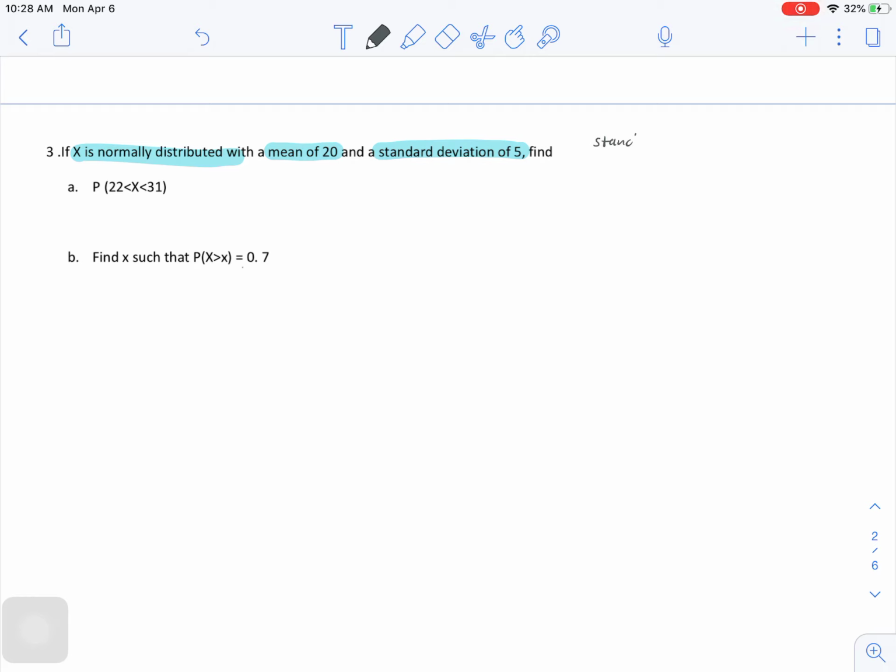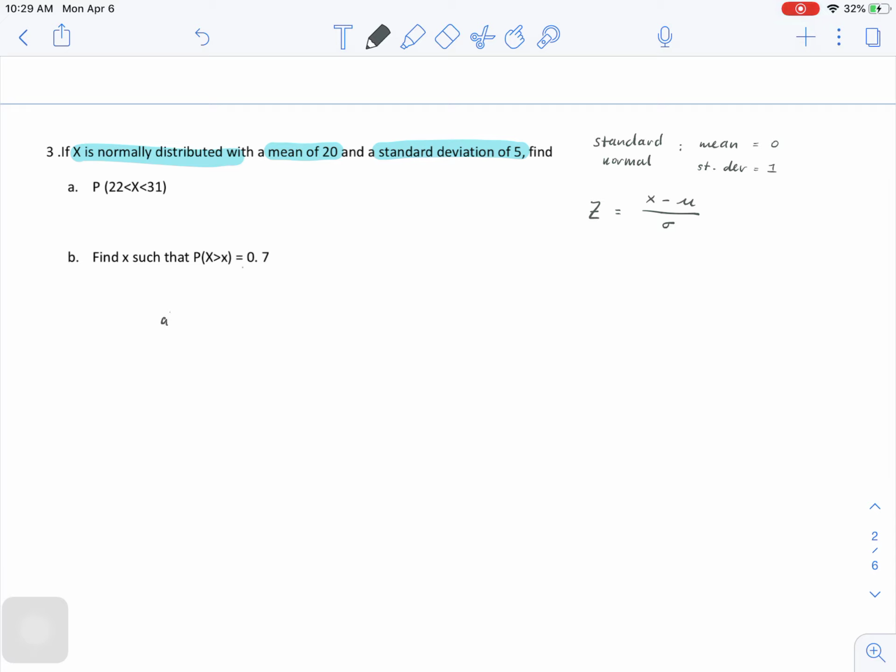Remember that a standard normal random variable has a mean equal to 0 and a standard deviation equal to 1. We don't have that in this case, so how do we use our z-table? Well, for any normal random variable, we can convert it to a standard normal. To convert, we use our formula that says z is equal to x minus the mean over the standard deviation.